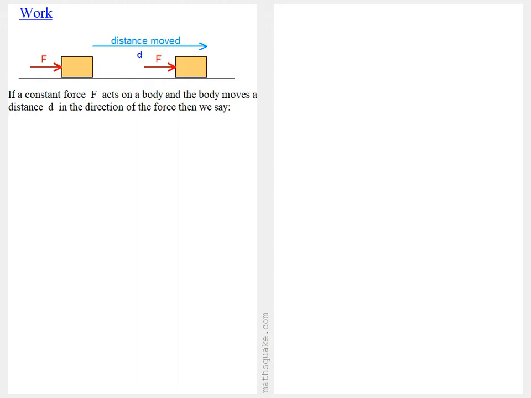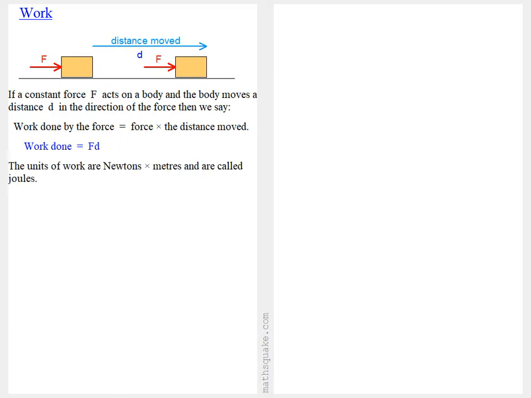We can say if a constant force F acts on a body and the body moves a distance d in the direction of the force, then we say the work done by the force is equal to the force times the distance moved. In other words, work done is equal to Fd, where F is the force and d is the distance. Now the units of work are newtons times meters, or Newton meters, but they're called joules.